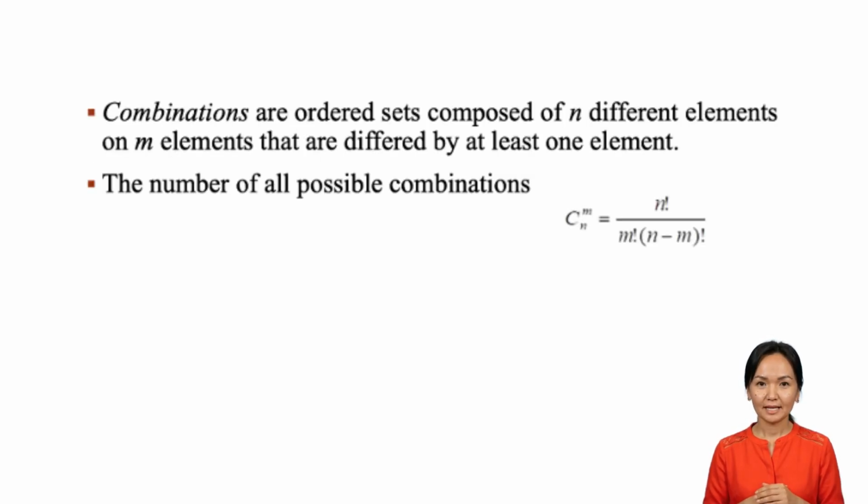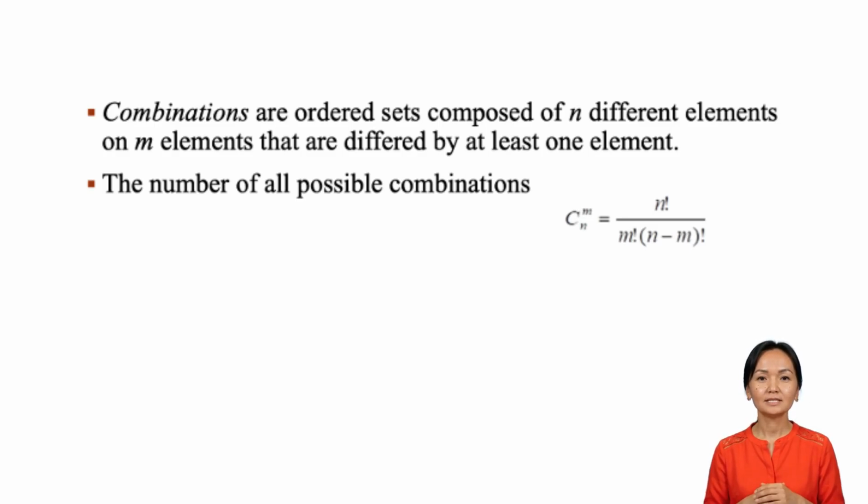Now we come to combinations, which are closely related to allocations, but have one crucial difference. Combinations are sets composed of n different elements taken m at a time, but unlike allocations, combinations are only distinguished by the elements they contain, not the order in which they appear. In other words, with combinations, order doesn't matter at all.